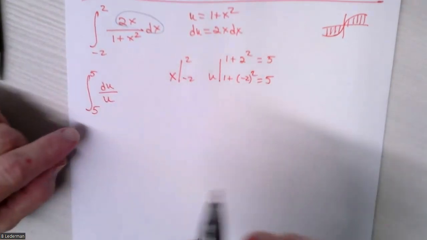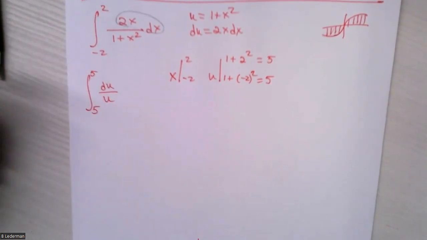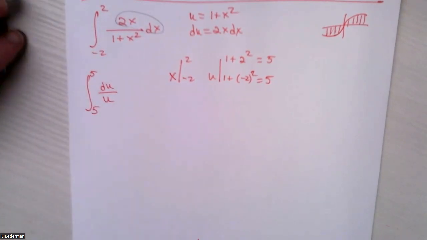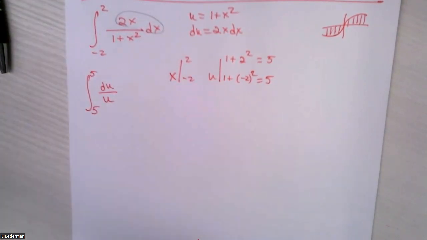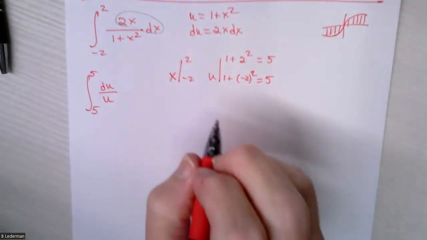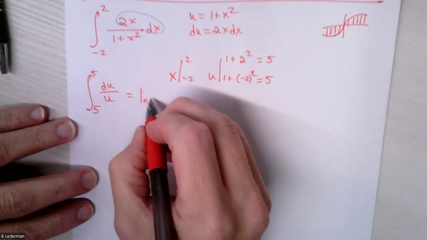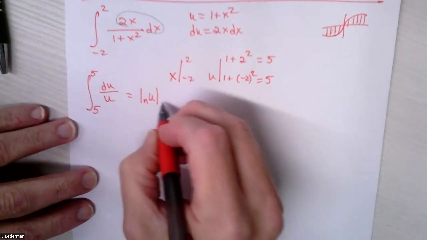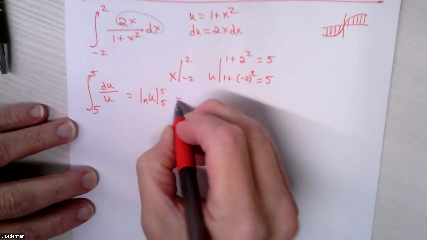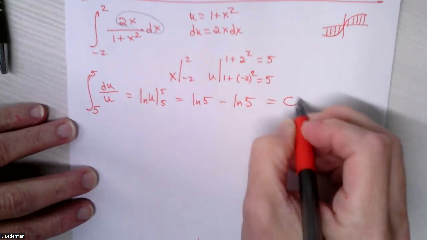Now, I can tell you right now, we already learned that if an integral just goes from 5 to 5, it means we're just looking at a straight line. Anyway, let's follow this through. This is going to be ln u evaluated between 5 and 5, which is equal to ln 5 minus ln 5, which is equal to a big fat 0.